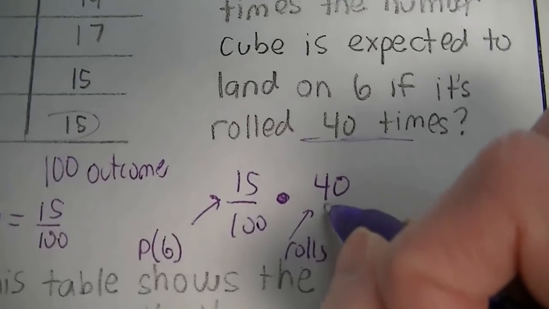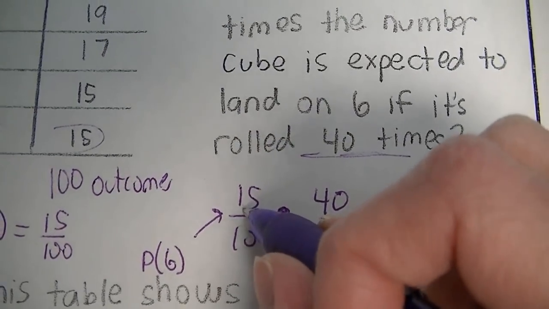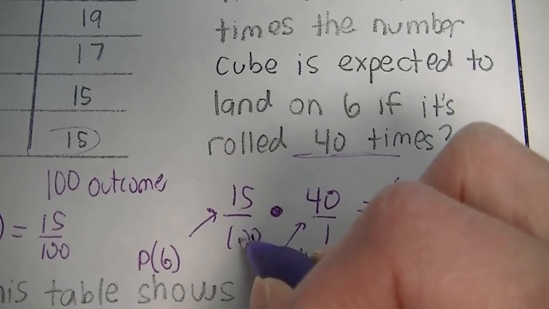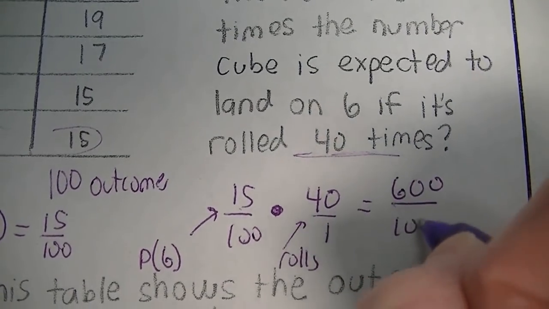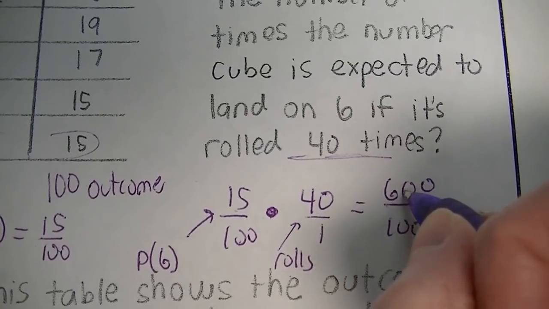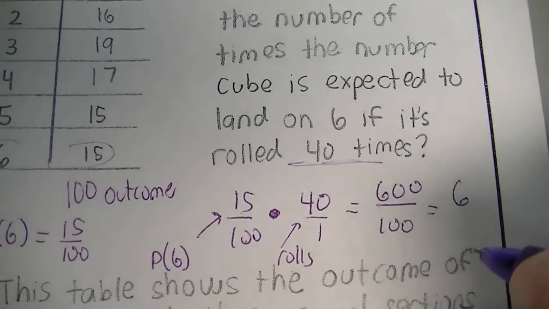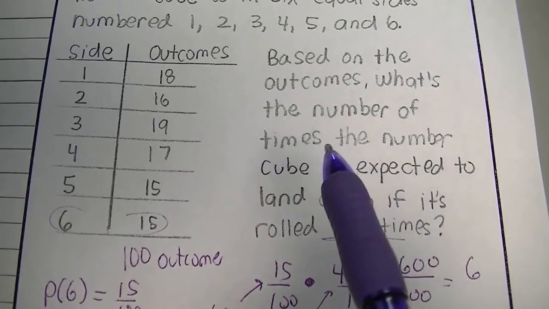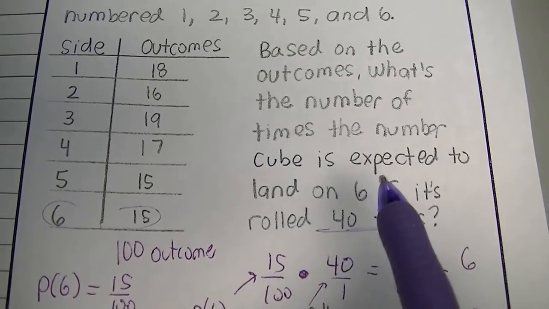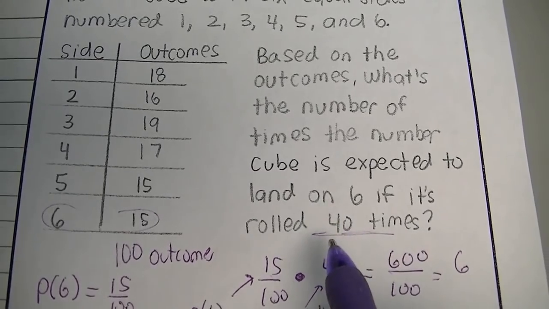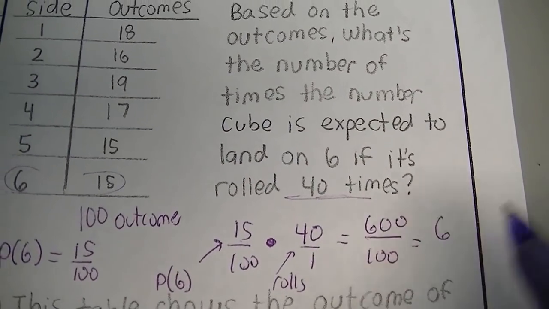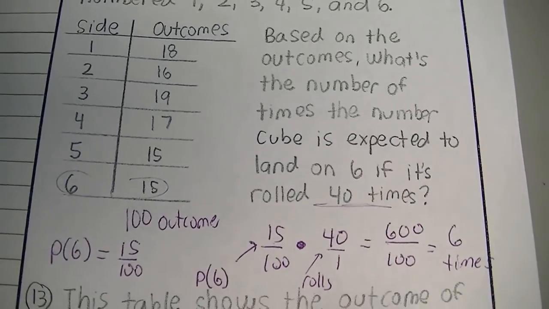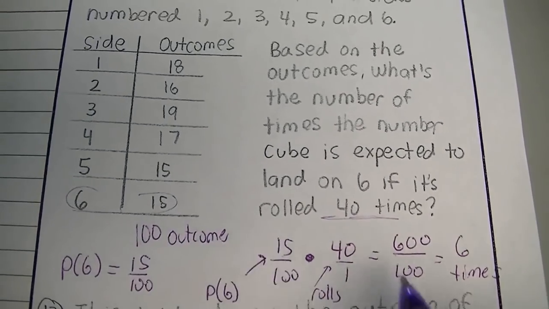Okay, so I'm going to make this into a fraction. 15 times 40 is 600. 100 times 1 is 100. So we just go 600 divided by 100, which is 6, and think about how you label it. It's saying, based on the outcomes, what's the number of times the number cube is expected to land on 6 if it's rolled 40 times. So you label this 6 times. That's how many times you'd expect to land on 6 if you just rolled it 40 times.